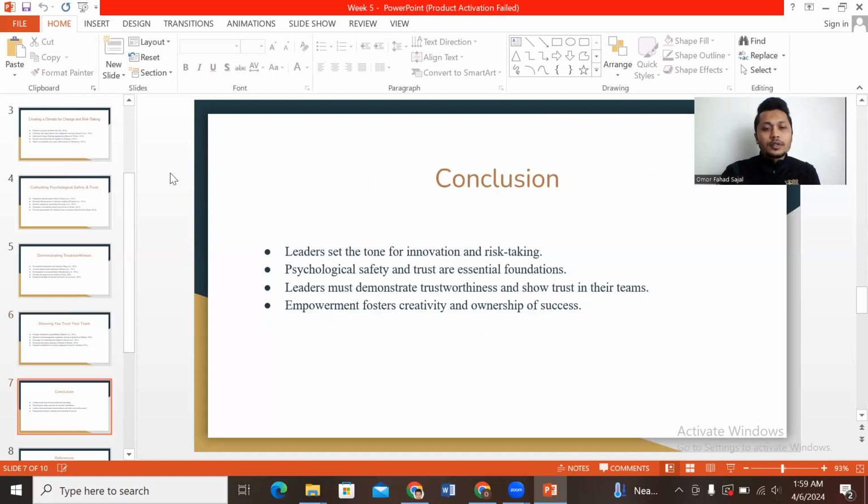So in conclusion, I would like to say that leaders set the tone for innovation and risk-taking, and transformation starts with a leader. As a leader, you create the environment in which your team operates. By embracing the strategies we discussed, I think you lay the groundwork for extraordinary innovation. So foster psychological safety, cultivate relentless trust, and empower your team members. These things are very important to creating trustworthiness and a risk and change climate.